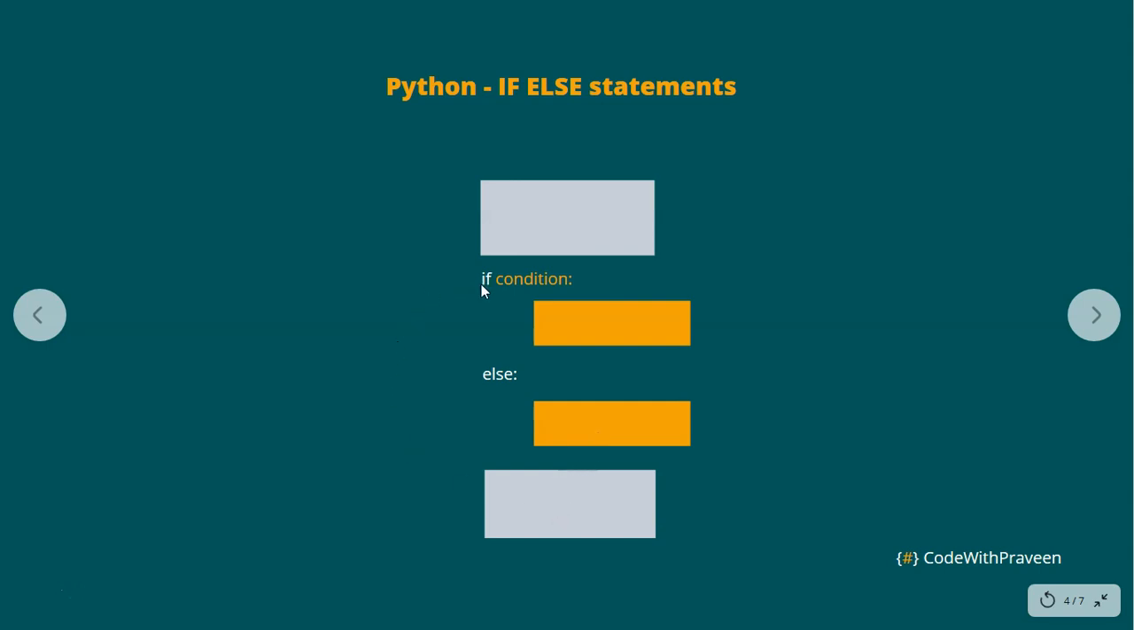So to summarize, the condition is evaluated, and if it is satisfied, this block gets executed. Otherwise, this block gets executed and the program continues as usual.